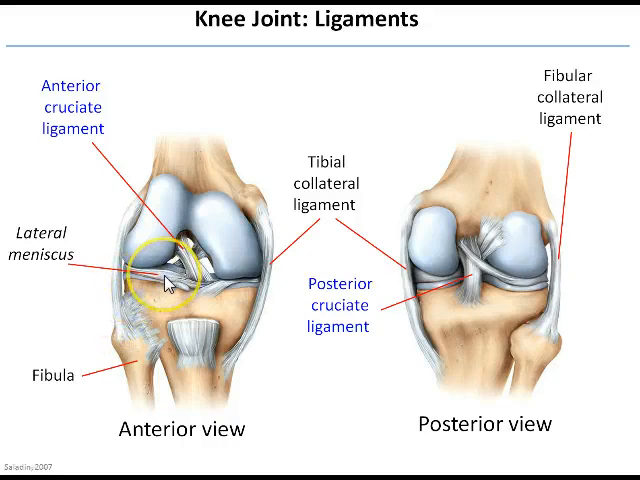Another important structure which is formed from fibrocartilage are the menisci. We can see the lateral meniscus and the medial meniscus in this model. Note that the lateral and medial meniscus are actually C-shaped wedges that help to match the shape of the femoral condyles to the tibial condyles to allow smooth movement and load bearing within the knee joint structure. The menisci are intracapsular structures.